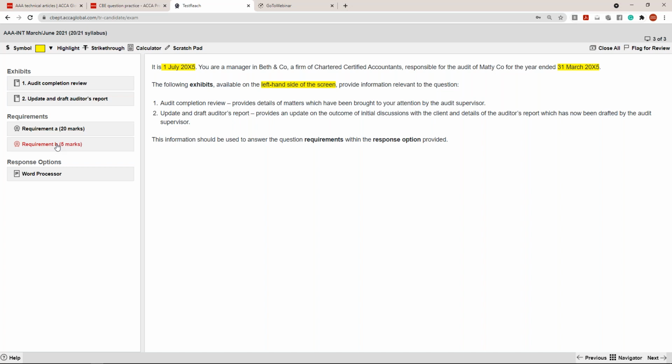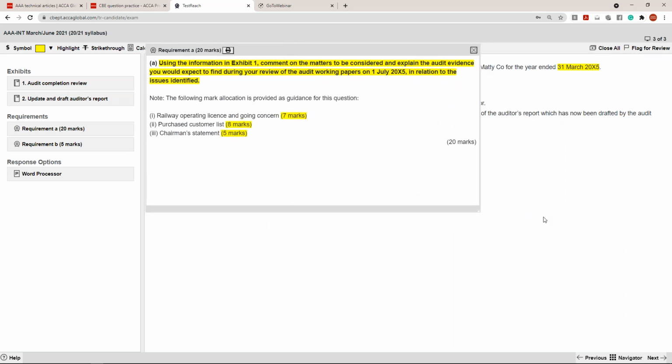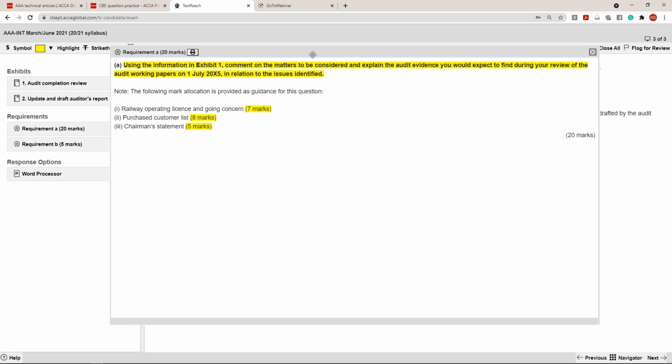Now, whenever you look at question 2 and question 3, it's so simple, because when you have two exhibits and two requirements, it's very sure that one exhibit has one requirement, and the second exhibit has the second requirement. So look at the first requirement on your screen. The first requirement is right here. See this, the first requirement.